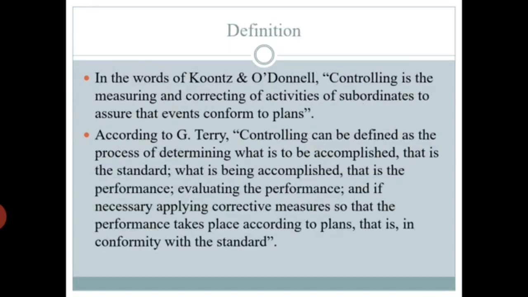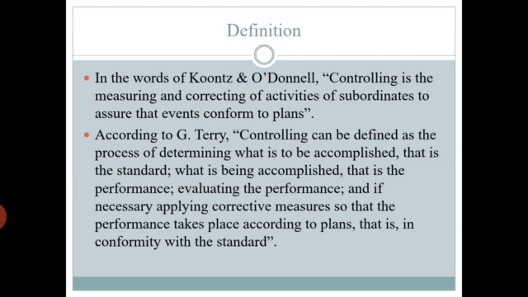Then let's see the definition of controlling given by different management thinkers. In the words of Koontz and O'Donnell, controlling is the measuring and correcting of activities of subordinates to assure that events conform to plan. Whether the events or activities which happen through your subordinates in your organization are as per the plan or not, ensuring this is done in controlling.